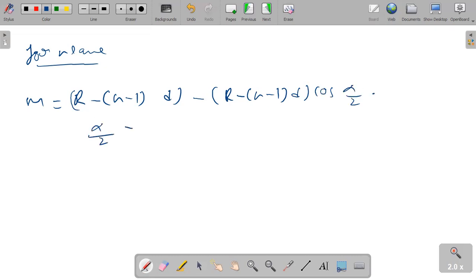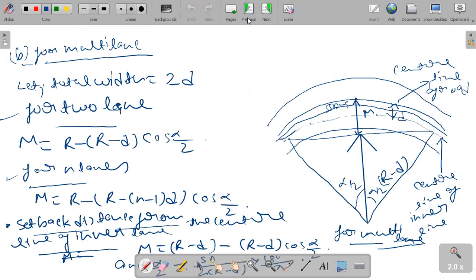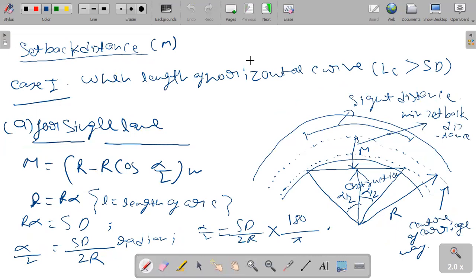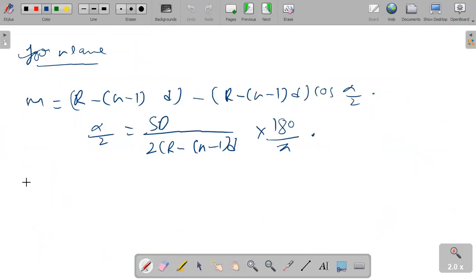And our alpha by 2 is equal to side distance upon 2 into (R minus (n minus 1) into d) into 180 by pi. So this is for n lanes. This formula is for the setback distance from the center line of the inner lane under multi-lane condition. So this is all about case first, where the length of horizontal curve is greater than side distance. Let's move to case 2.